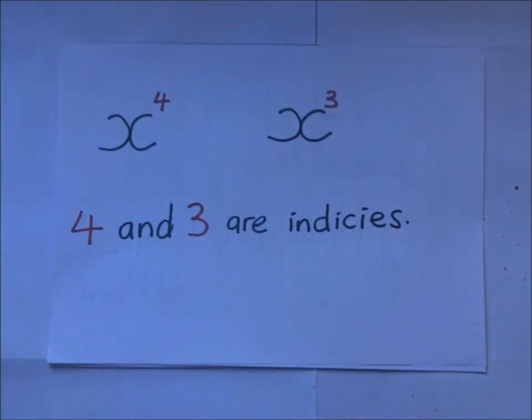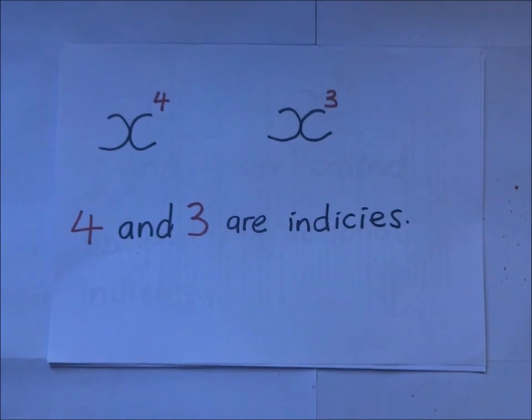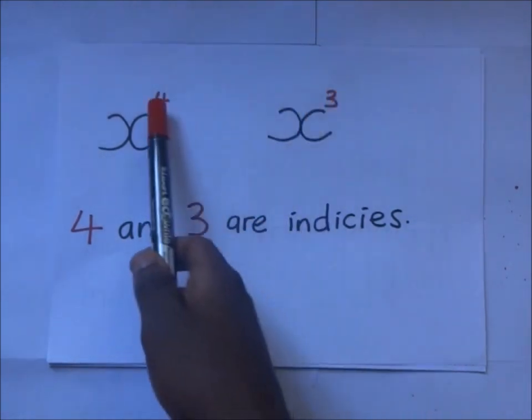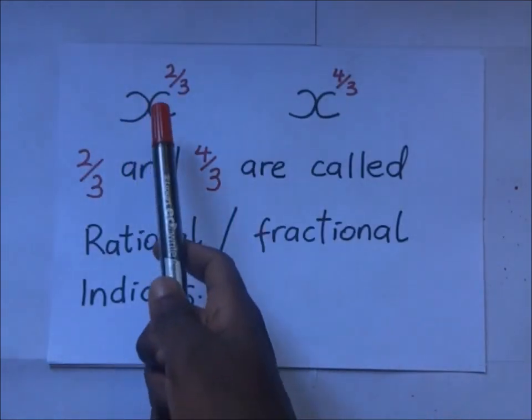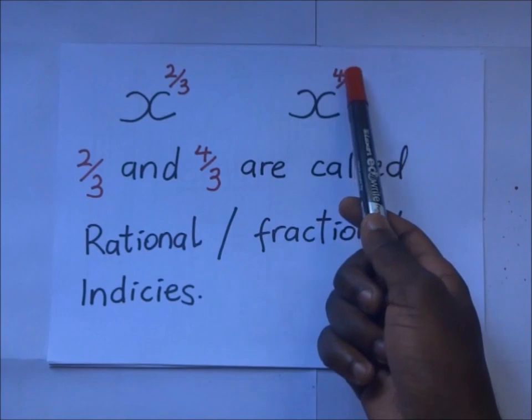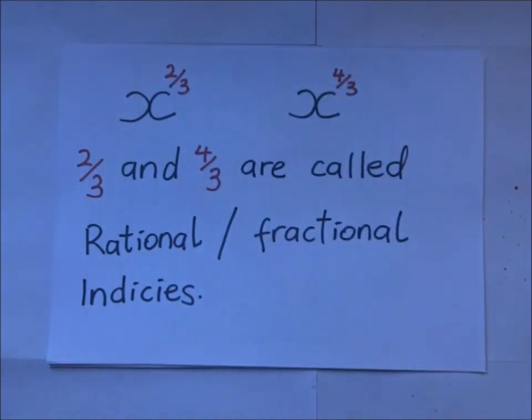Now today we get to look at what we call fractional indices. A fractional index is what we shall refer to as a rational index. Right here, in x to the power 4 and x to the power 3, these 4 and 3 are indices. But fractional indices are when these 4 and 3 are taken over by fractions, like you may see here, x to the power 2 over 3 and x to the power 4 over 3. The 2 over 3 and the 4 over 3 are what we are calling rational or fractional indices.